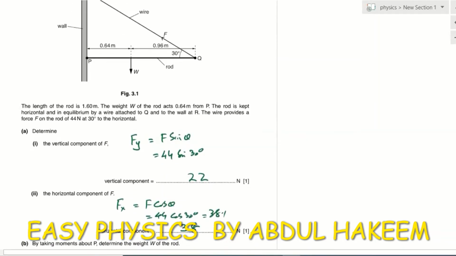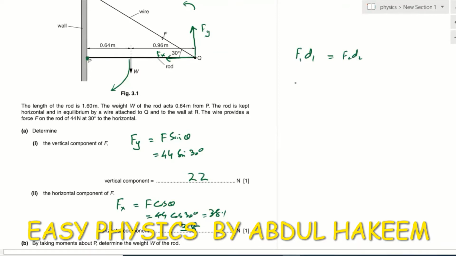So I solve this over here. Look, this is the pivot. One force is trying to rotate in the clockwise direction. This F has two components. One is Fx, which is passing through the pivot. It has no turning effect. The other is Fy, which is trying to rotate anti-clockwise. So according to the principle of moments, F1 D1 is equal to F2 D2.